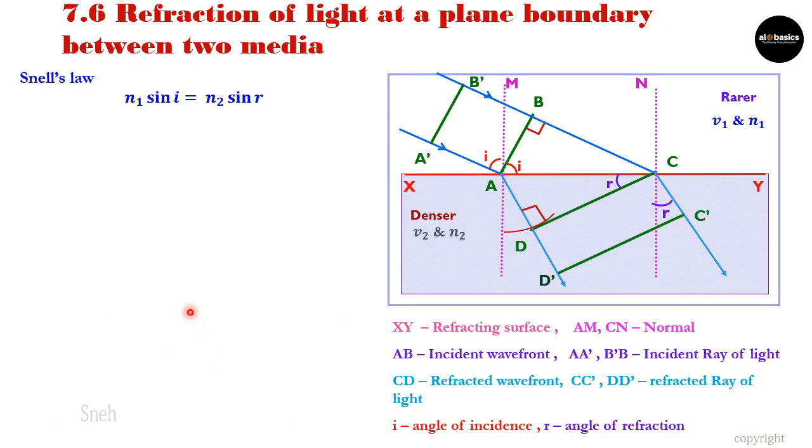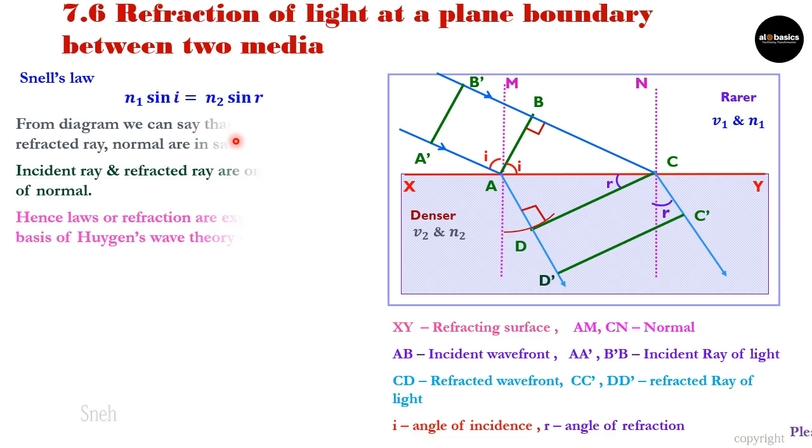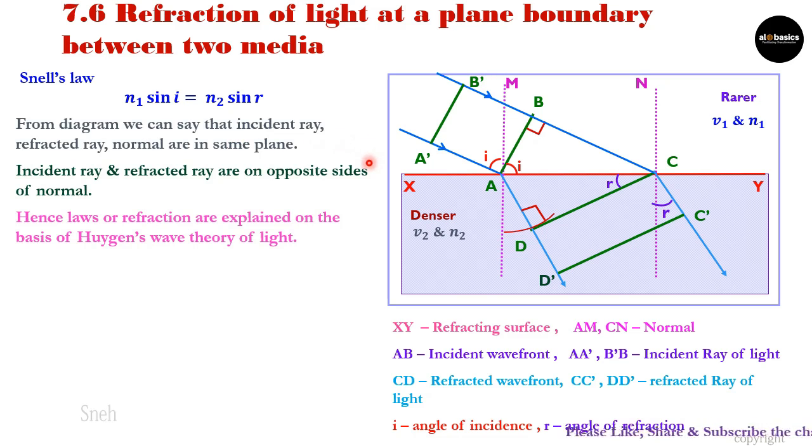Now, as we have seen the first law of refraction, we'll move towards the second and third laws of refraction. From the diagram, we say that the incident ray, refracted ray and normal are in the same plane, that is, in the plane of the screen. Then, what is the third law?